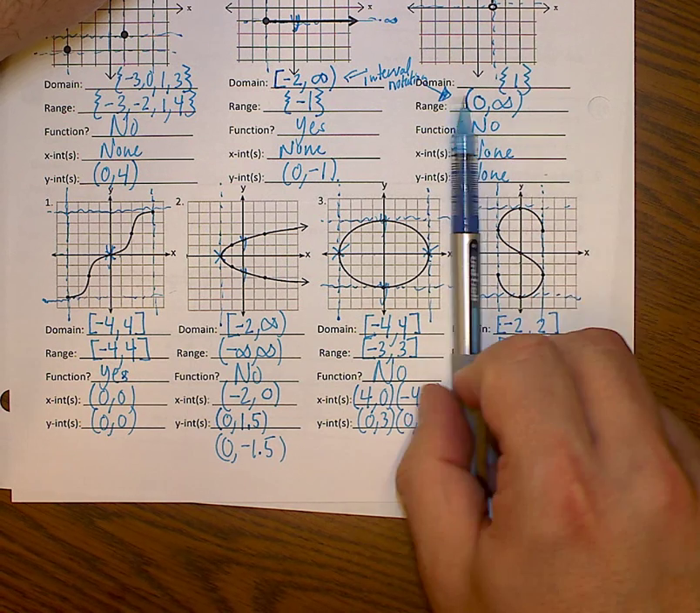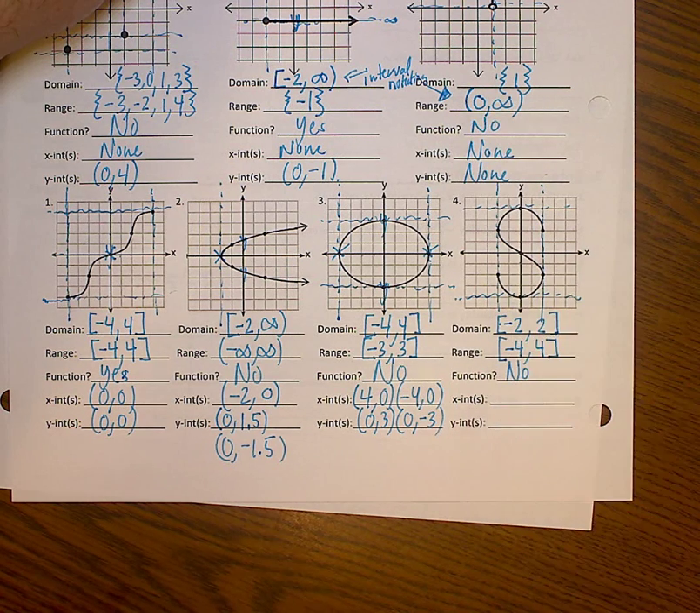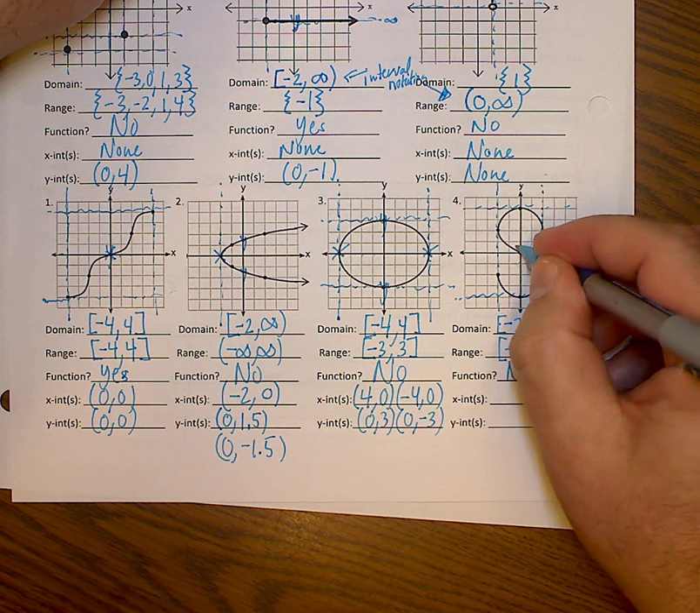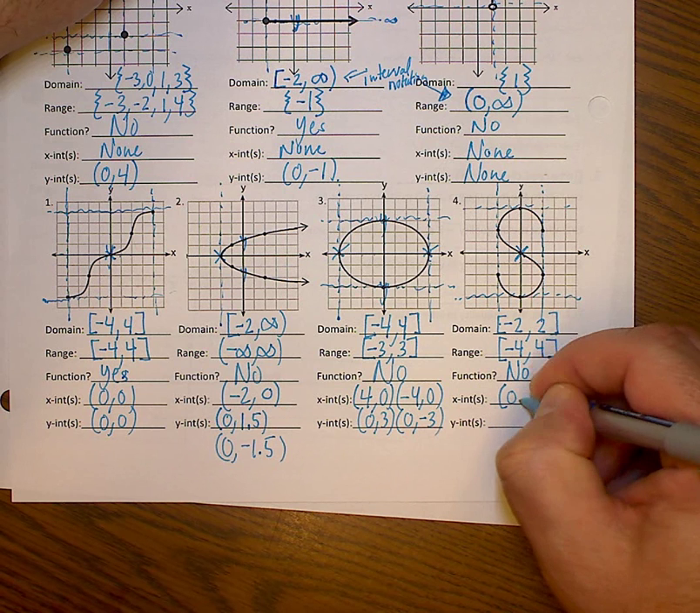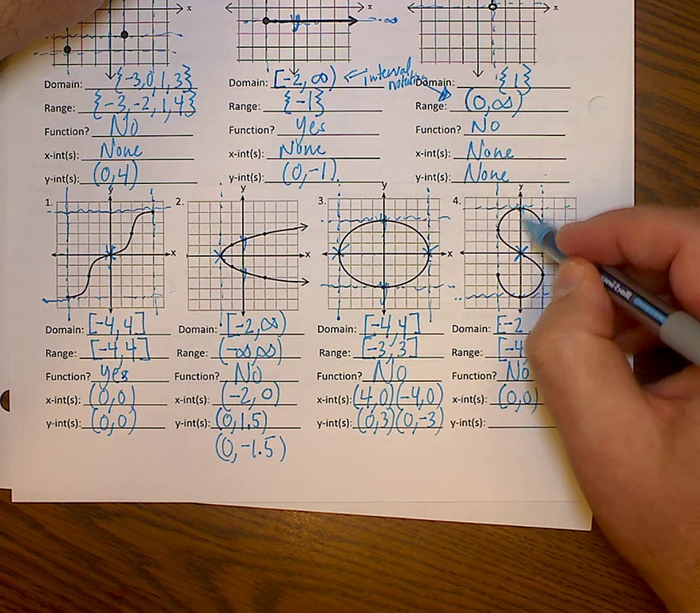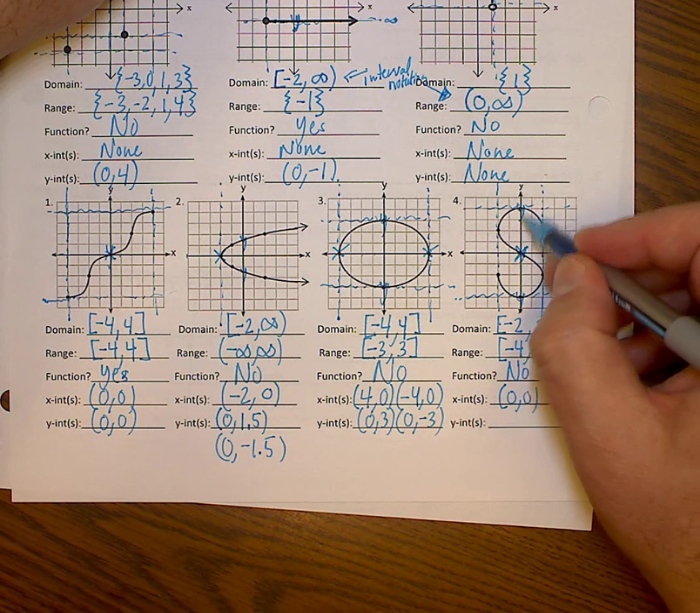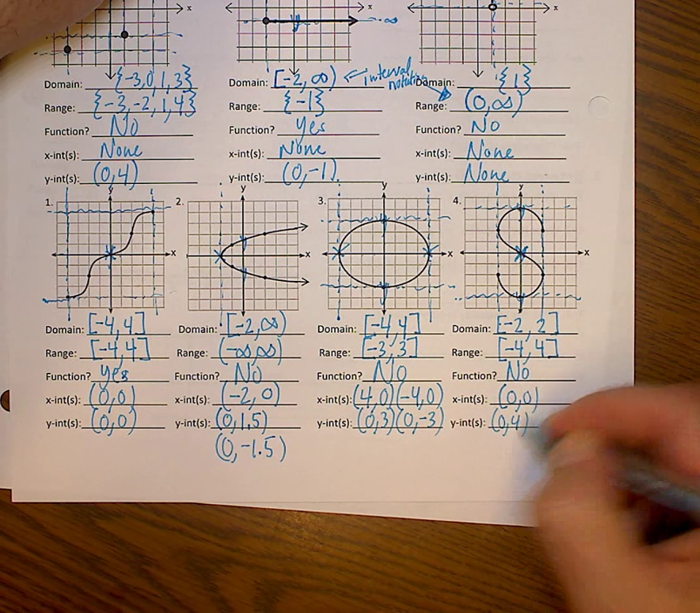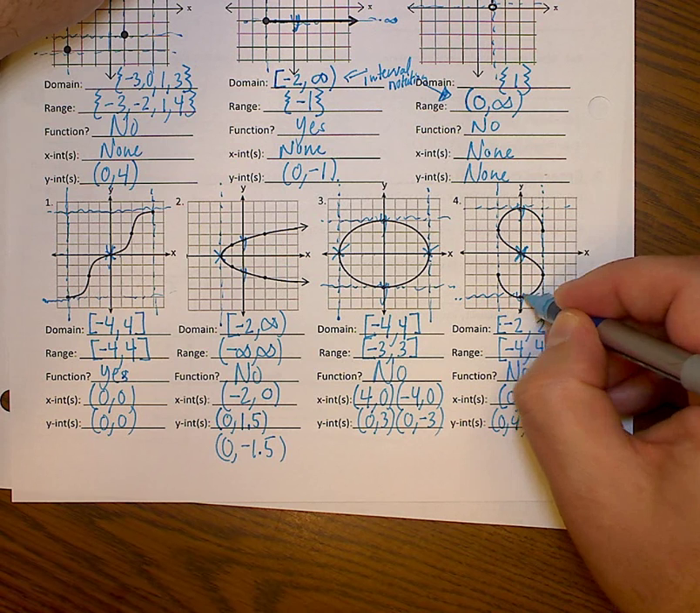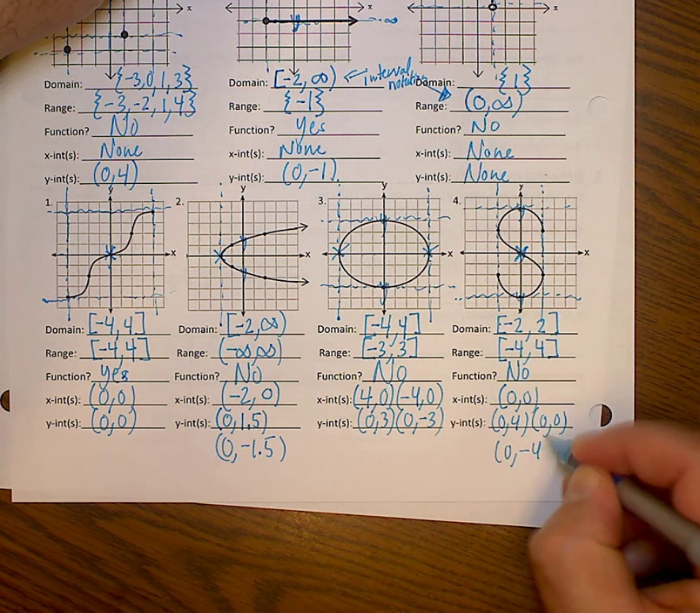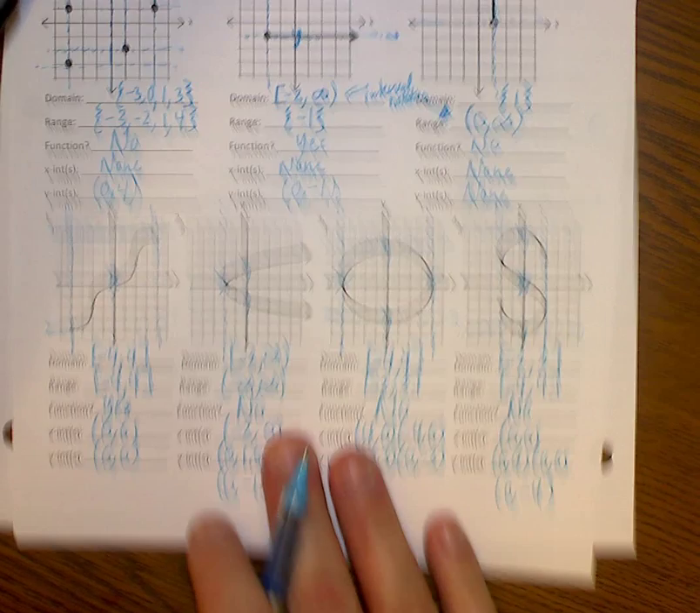Function, well, no, it's hitting more than one point. X-intercepts, only this one, 0, 0. Y-intercepts, though, it hits Y there, hits Y there, and hits Y there, so there's three of them. So 1, 2, 3, 4 up, 0 up, 1, 2, 3, 4 down. So 3 y-intercepts. All right, turn the page.